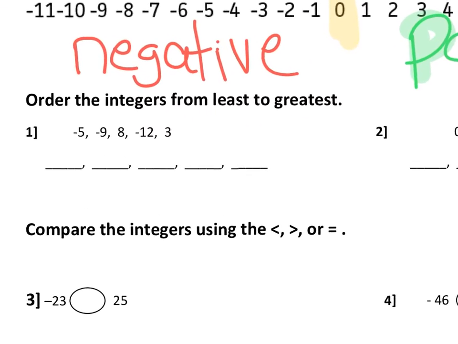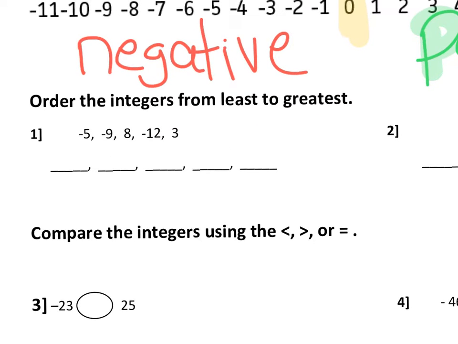So let's go ahead and put these integers in order from least to greatest. Okay, so if we're starting with the least, we're going to start with the negatives, okay? So here, our least would be our greatest negative. So we would start with negative 12 as the least because that would be losing the most. Then next would be our negative 9. Next would be negative 5. Now we're in positive world. So all we have is 3 and 8.